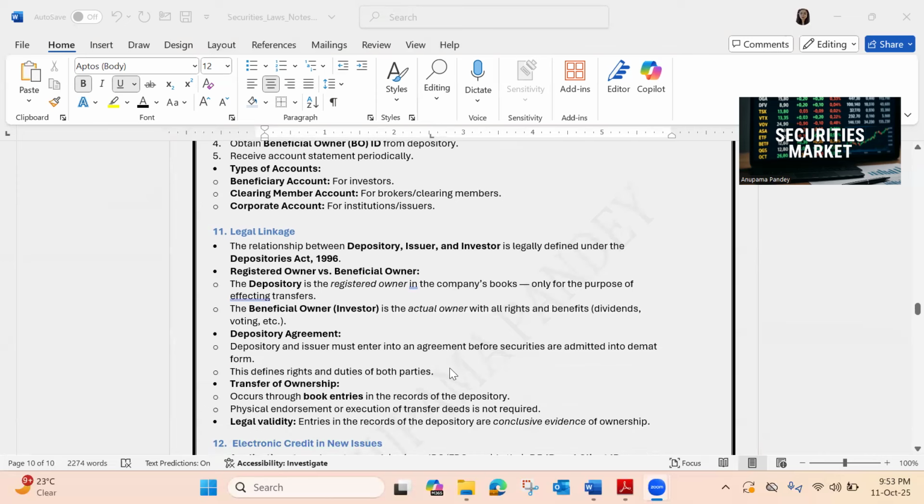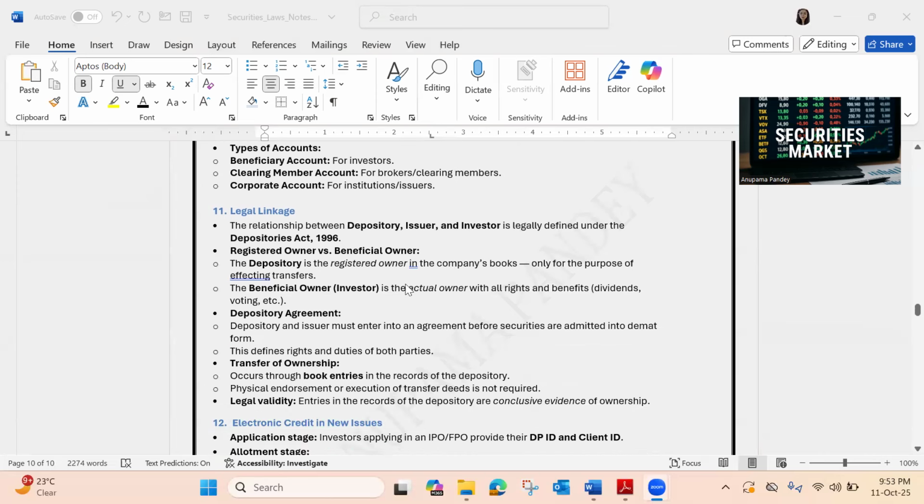Now there is a topic called legal linkage, which has been given in your module. What is covered here is that the relationship between depository, issuer, and investors is legally defined under the Depositories Act 1996. Registered owner and beneficial owner are differentiated here. The depository is the registered owner in the company's books, as I have already told you, only for the purpose of effecting transfers. And the beneficial owner, the investor, is the actual owner with all the rights and benefits like dividends, voting rights, bonus, etc.